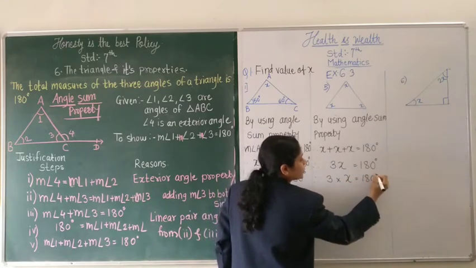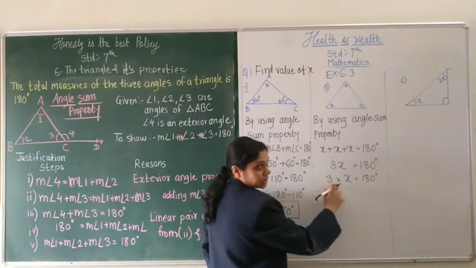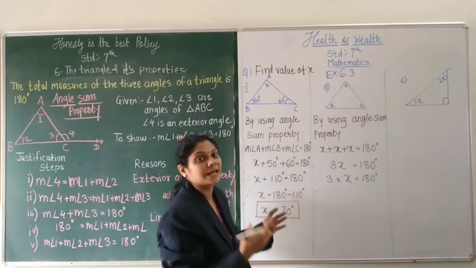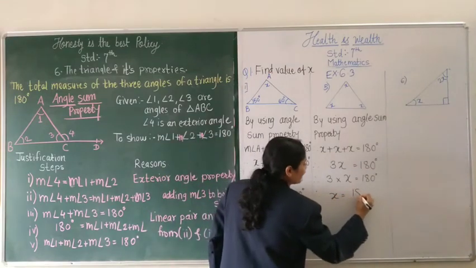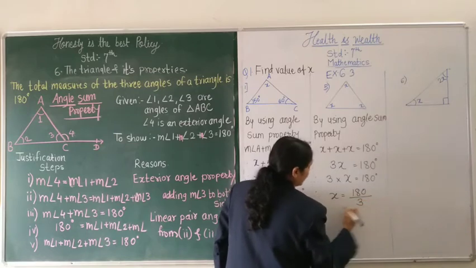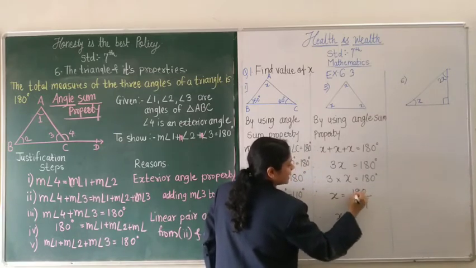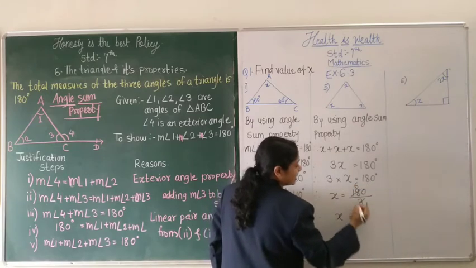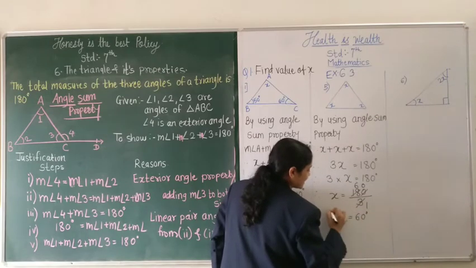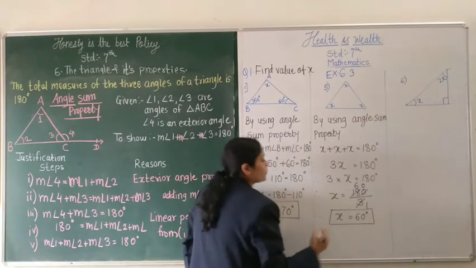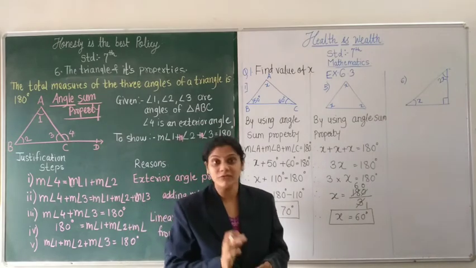So now we have to separate the alphabets and numbers. 3 is for the multiplication. When we change its place, 3 will go for the division. So x is equal to 180 upon 3. So what will be the value of x? 3 ones are 3, 3 sixes are 18, 18, and 3 zeros are 0. So the value of x is 60 degrees. So like that, with the help of the alphabets, we can find the value of x.